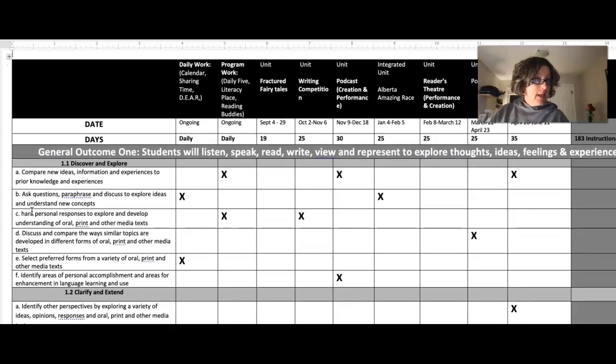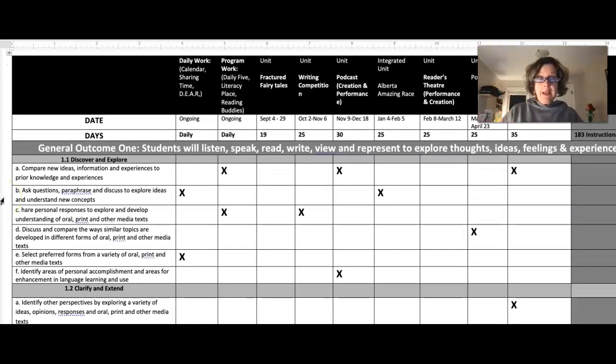The key thing here is that, instead of putting bullet points, I want you to put letters: A, B, C, D, E, F. These letters are not in the program of studies, but you'll see why they will help you later when we do the unit and the lesson planning. So put in those letters instead of just the bullet points.